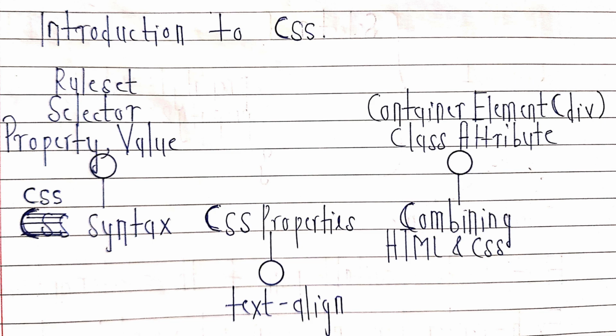Here's what we are going to cover in today's introduction to CSS. First, what a CSS rule actually looks like. Then we will cover key terms like selector, property and value. Then we will see some common CSS properties like text align. Then we will see how to use div as a container and add classes.